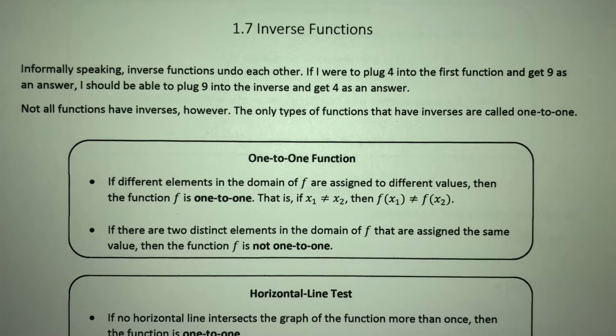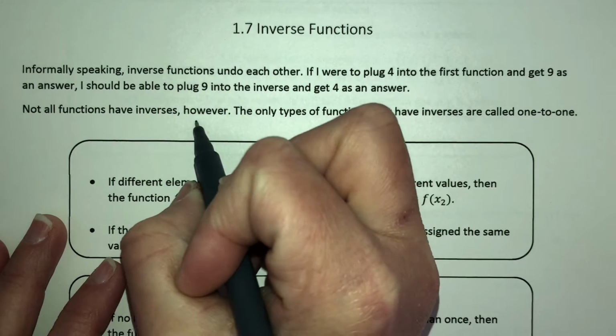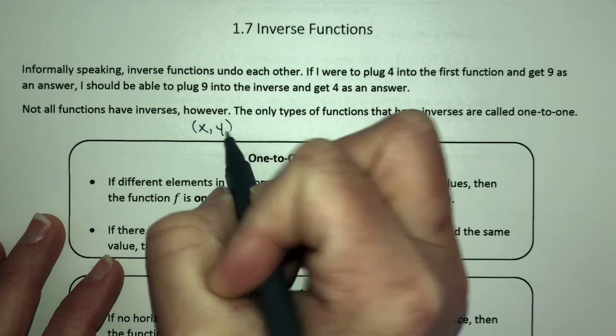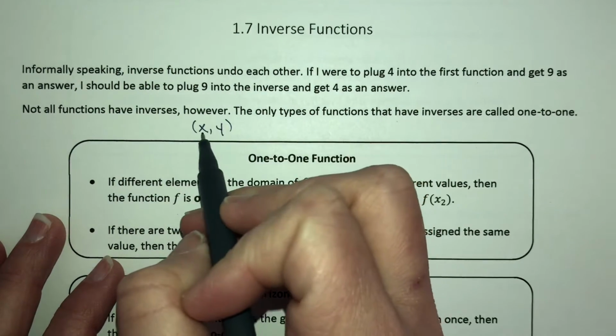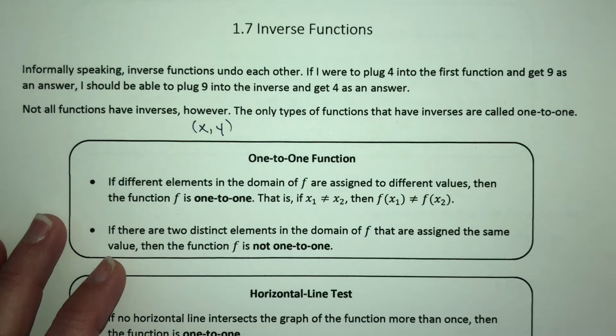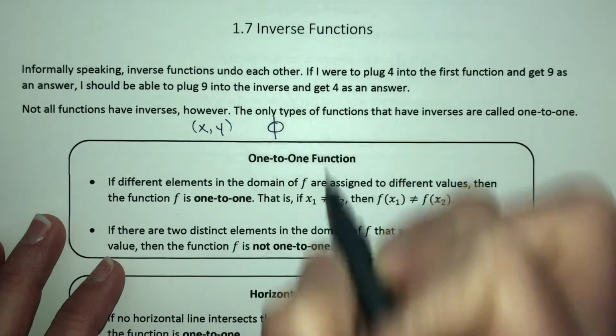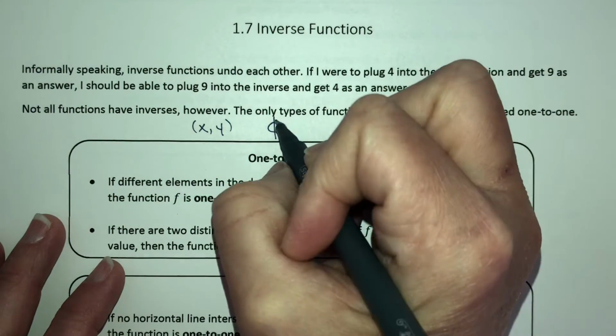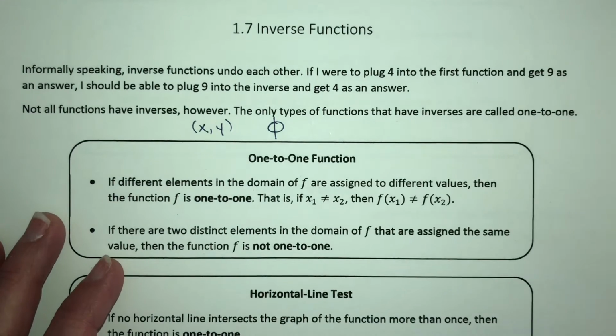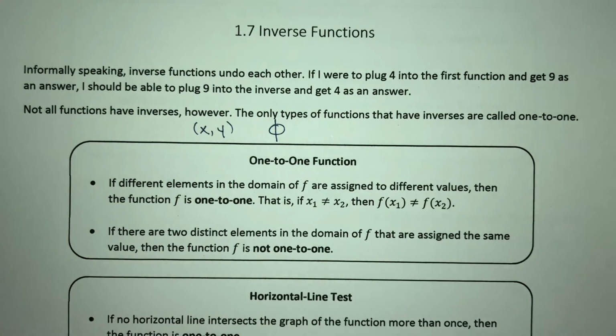Not all functions have inverses, however, and the only kind of functions that do have inverses are called one-to-one. Before we go into this definition, remember that if we start listing ordered pairs and have repeated x values, then we don't have a function. For a function, you have to pass the vertical line test. If you hit more than once, it's not a function, and the ordered pairs would have the same x value. For one-to-one, it still has to be a function, but it has to go a little bit further.